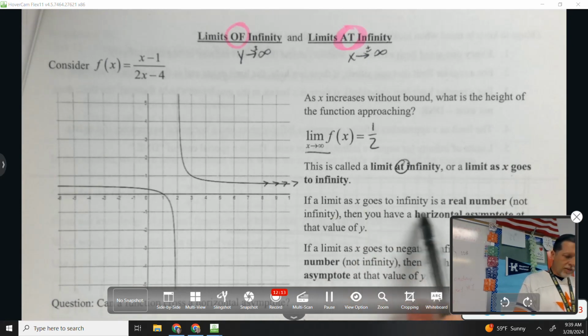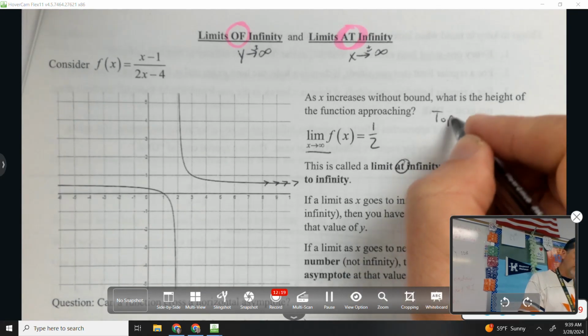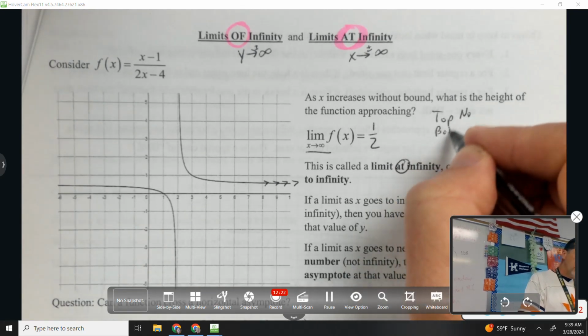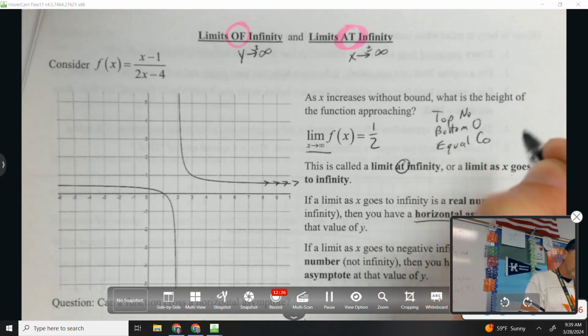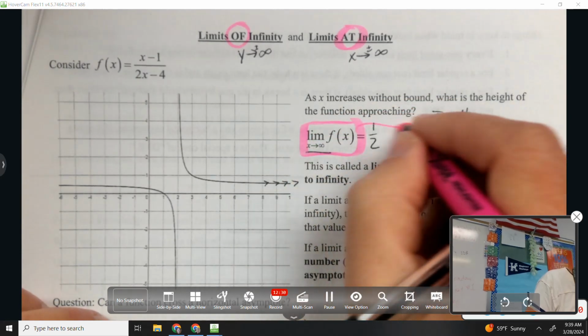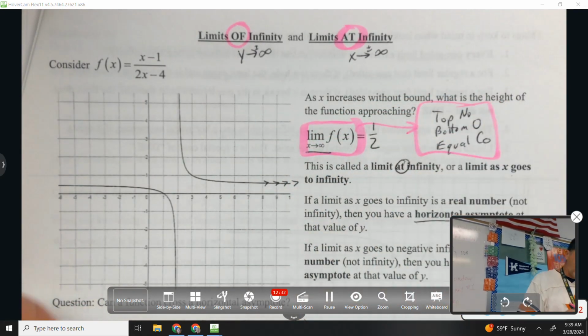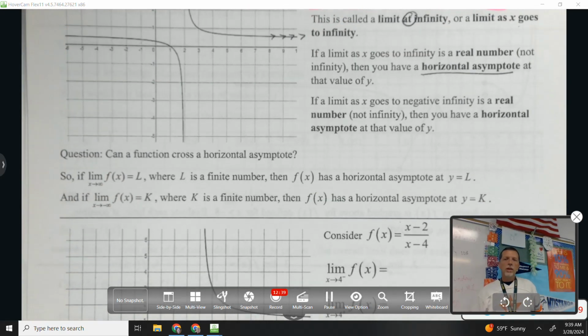If a limit as x goes to infinity exists, then it's a horizontal asymptote. Again, we could put up here the top, no, bottom, O, equal, co stuff. So you use that for limits as x goes to infinity. You can use kind of the cheat code there. If a limit as x goes to negative infinity is a real number, then it's also a horizontal asymptote.